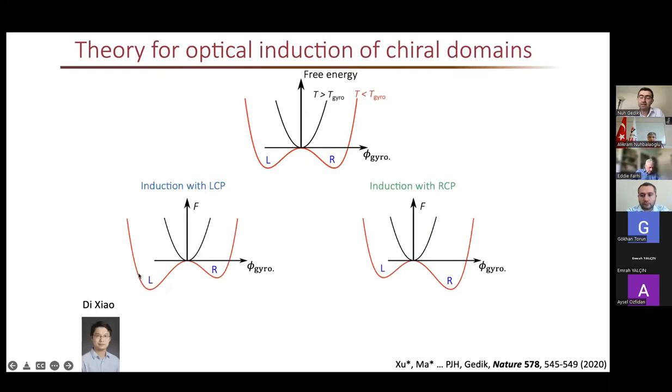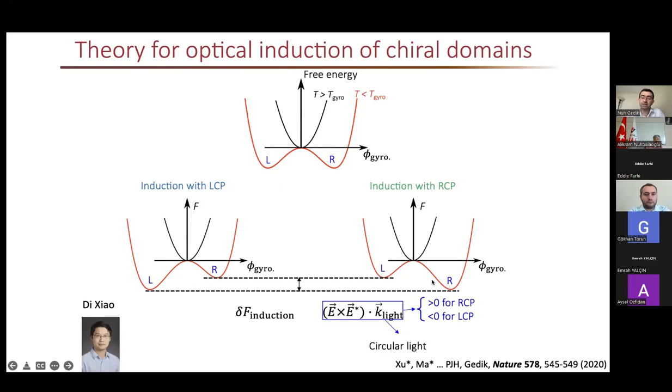You can think about this, and we had help from our theory colleague, Di Shao, who said that one way to think about it is the following. In this system, when you normally cool down, you go from a high temperature state to a phase where you have degenerate left-handed and right-handed domains. But when you shine light, what the light is really doing is basically favoring either left-handed domains or right-handed domains. You can express this in the free energy, and you can come up with a term that describes why light with certain polarization should couple to one domain or the other domain. It makes a lot of sense because we can confirm some of the predictions from this.